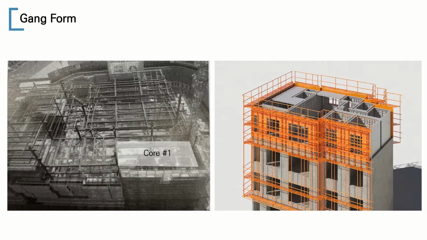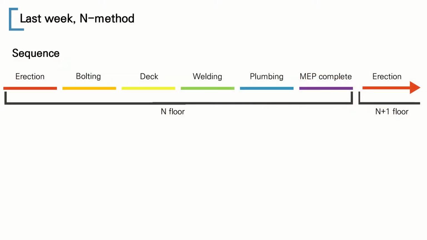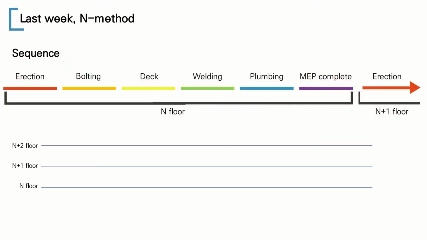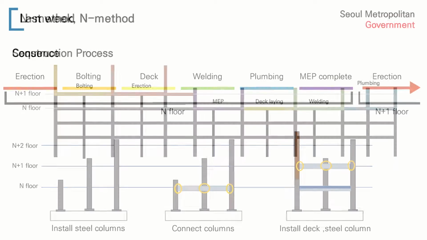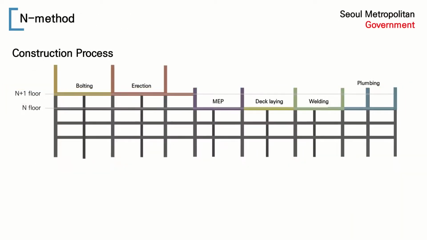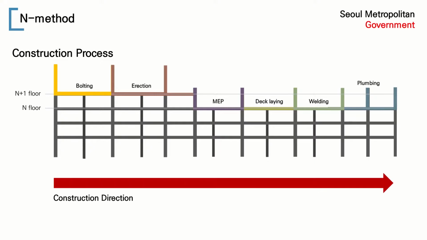We talked about securing safety by installing gang form in Core 1, which is located outside. And the method is selected according to urban construction conditions, period of construction, and structural circumstances. The key is that if the fastest construction is done on the n plus 1 floor, the process before it is carried out one step at a time as it goes to the right. This enables more efficient workload balancing.